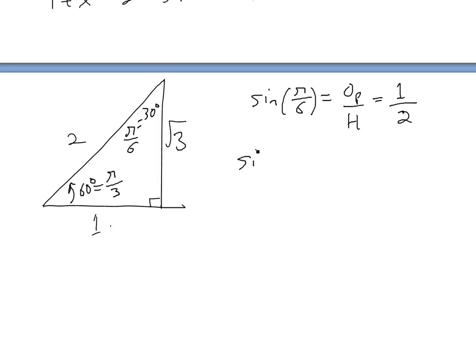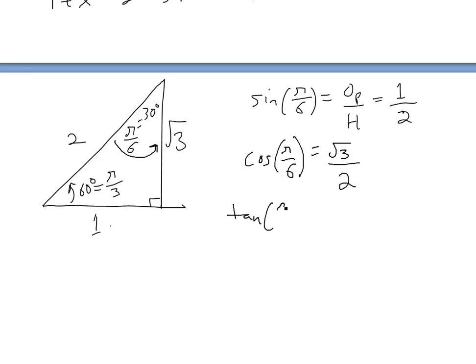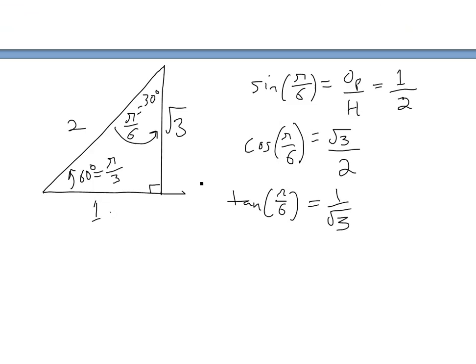And then cosine of pi over 6 is equal to adjacent over hypotenuse. In this case, this is a reference angle, so we're looking at this angle first. Adjacent is root 3, and this is over 2. Then tan is opposite over adjacent, so this over that, so it'll be 1 over root 3. So this is for 30 degrees.